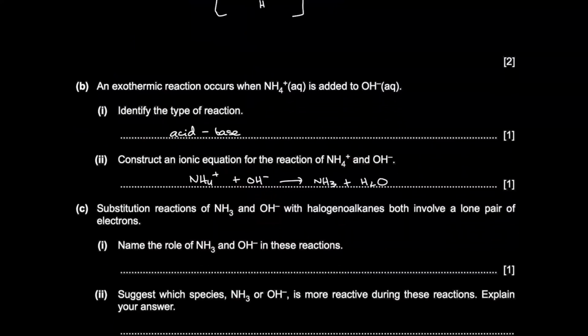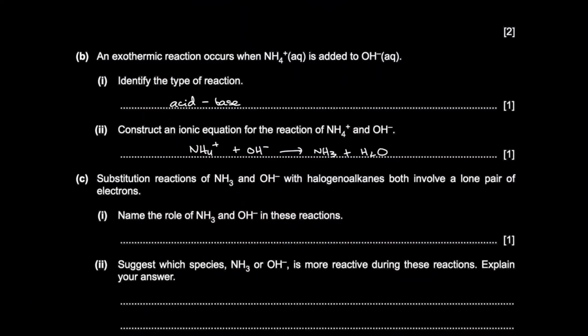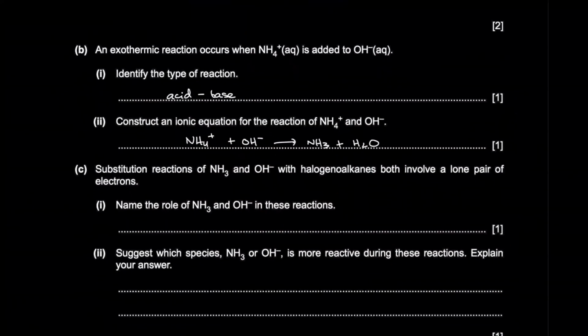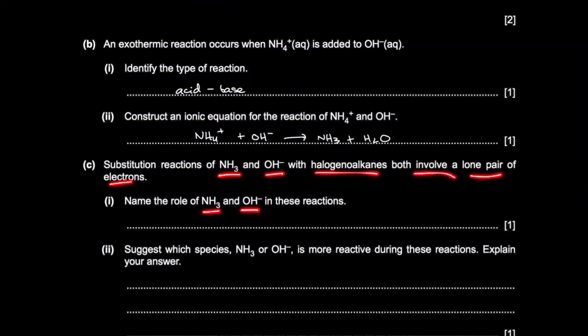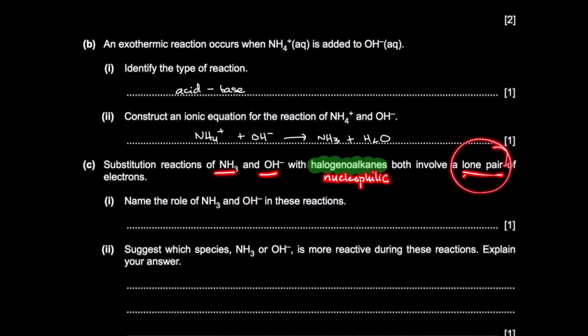Substitution reactions of ammonia and hydroxide with halogenoalkanes both involve a lone pair of electrons. Name the role of ammonia and hydroxide in these reactions. Halogenoalkanes undergo nucleophilic substitution, right? These are called nucleophiles. Nucleophiles are species that donate a pair of electrons, right? So these are nucleophiles.